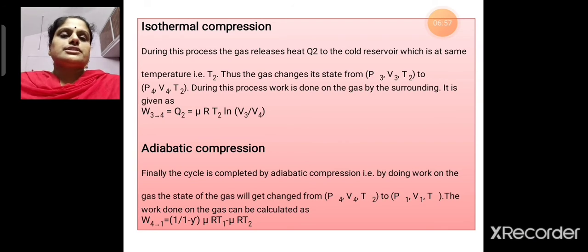Now the last process to complete the cycle is adiabatic compression. The cycle is completed by adiabatic compression by doing work on the gas till the state gets changed from P4V4T2 to the initial state P1V1T1. Hence, the work done during this process is given by W4→1 = 1/(1−γ) × (μRT1 − μRT2).